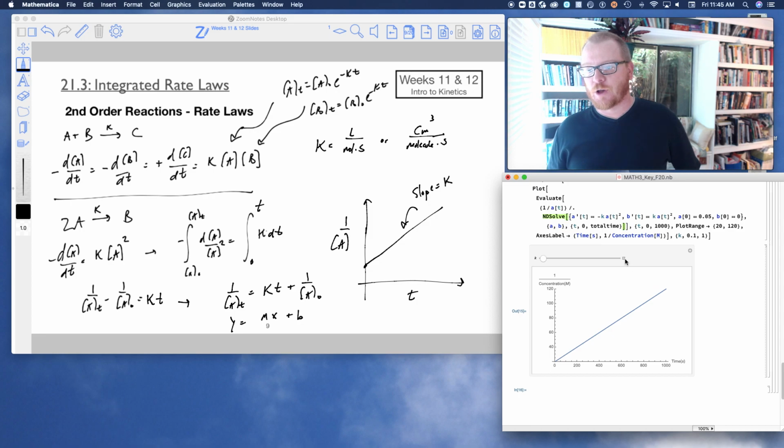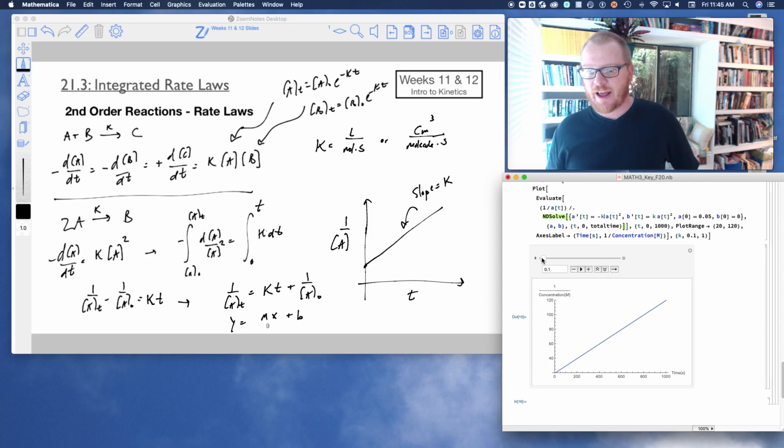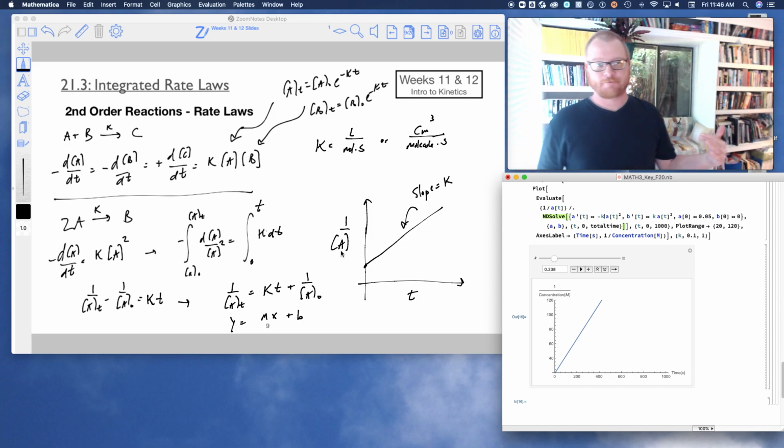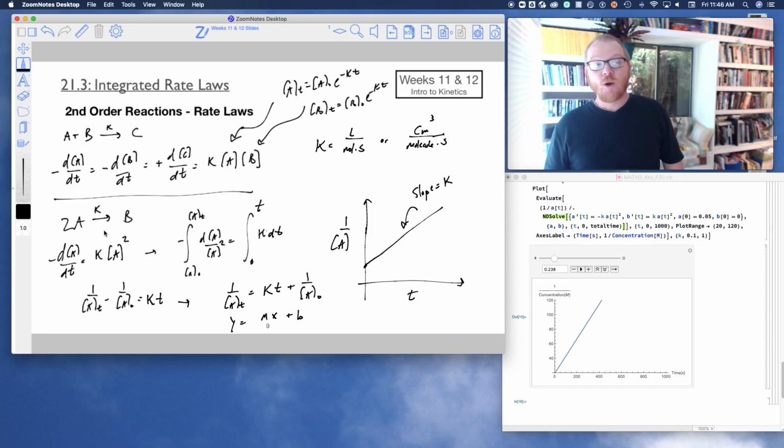So here we go. You can see already that's looking pretty good. And when I manipulate the K here to make it bigger, look at all of those values of K, it just remains a straight line. So it's definitely passing the test that this is a second order reaction, second order in one reactant. With this A plus B situation, that can still most definitely be a second order reaction. However, it's first order in one reactant and first order in another reactant. Okay, I'm going to move on.